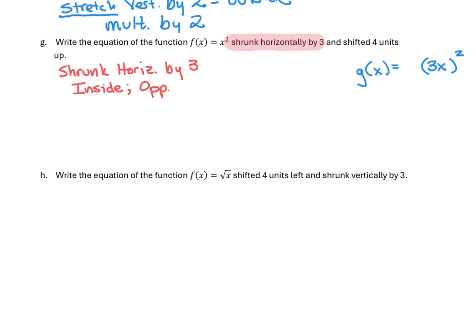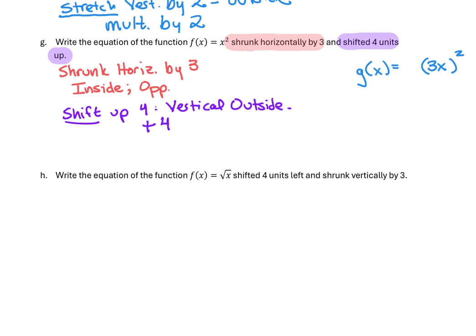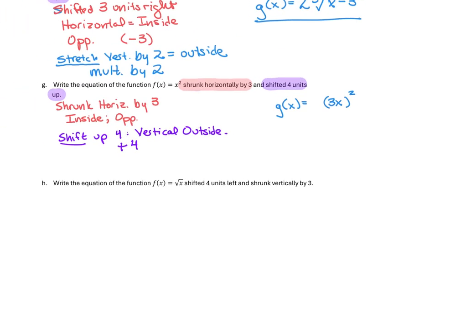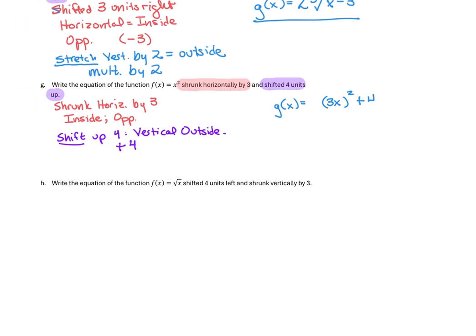The other thing that we have is we want it shifted 4 units up. And so this is going to be vertical. This is going to be outside. Because it does say shift, this means this is going to be a plus 4 outside my function. And we're done.